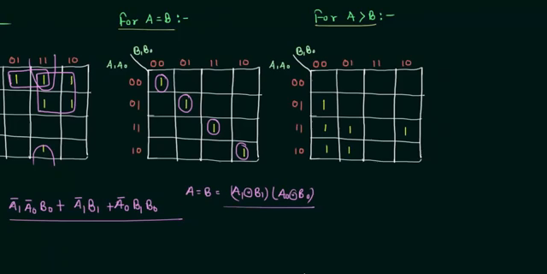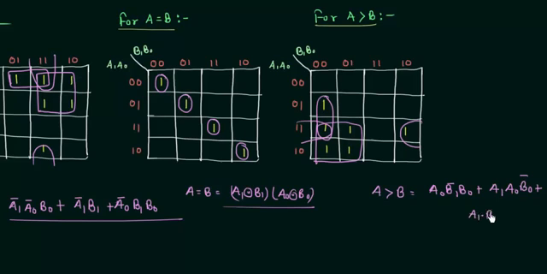Now let's move to the third output. This is my first group, this is my second group, and this is my third group. So let's write down the expression for A greater than B, and it is equal to A0 B1 complement B0, or A1 A0 B0 complement, or A1 B1 complement.